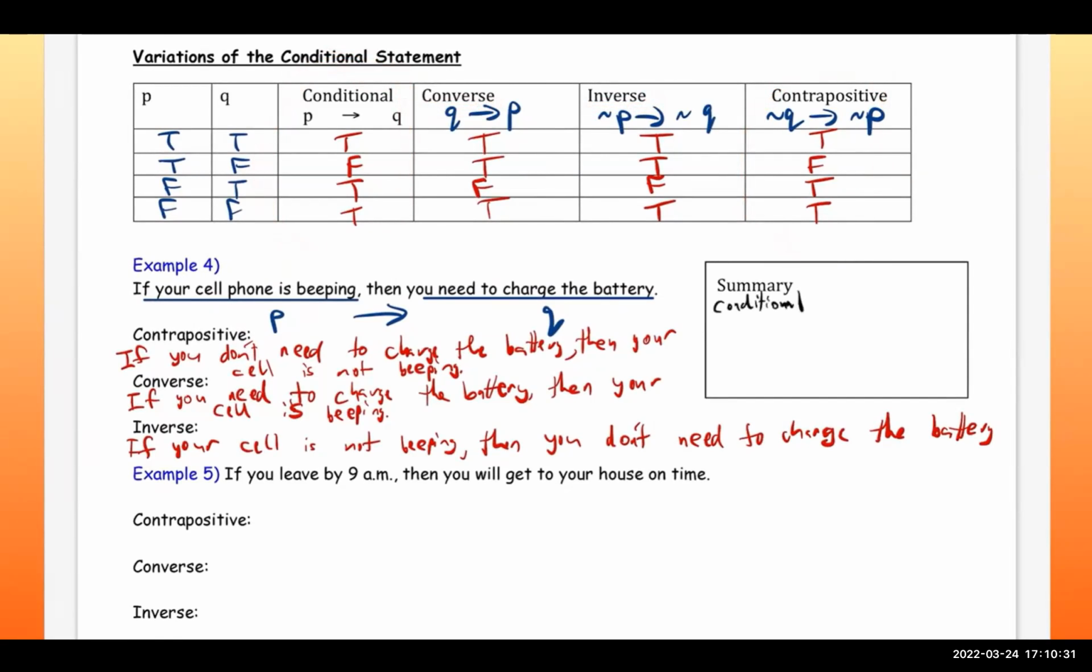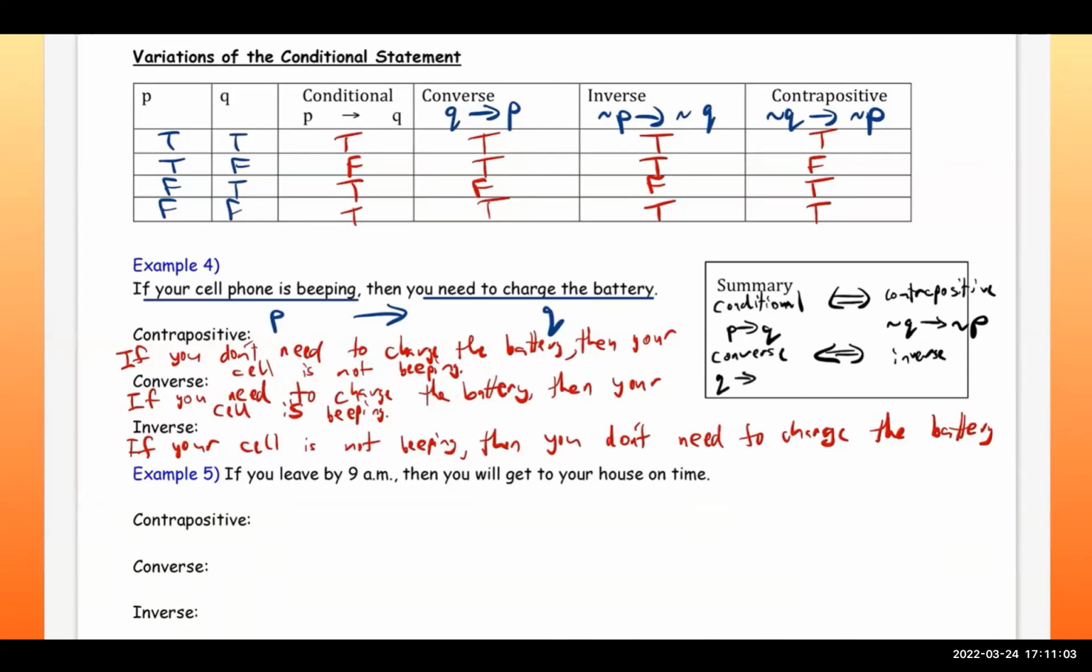All right, so if P then Q is the same as not Q, then not P. And then the other two: the converse is equivalent to the inverse. And that just says that if Q then P is equivalent to if not P then not Q.